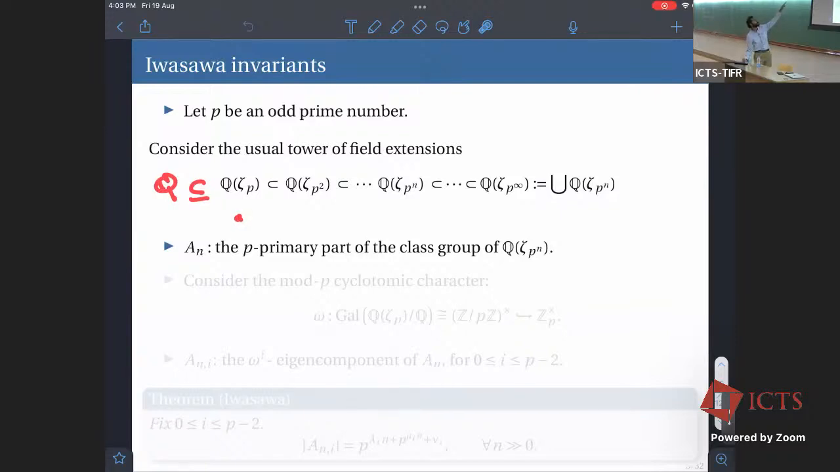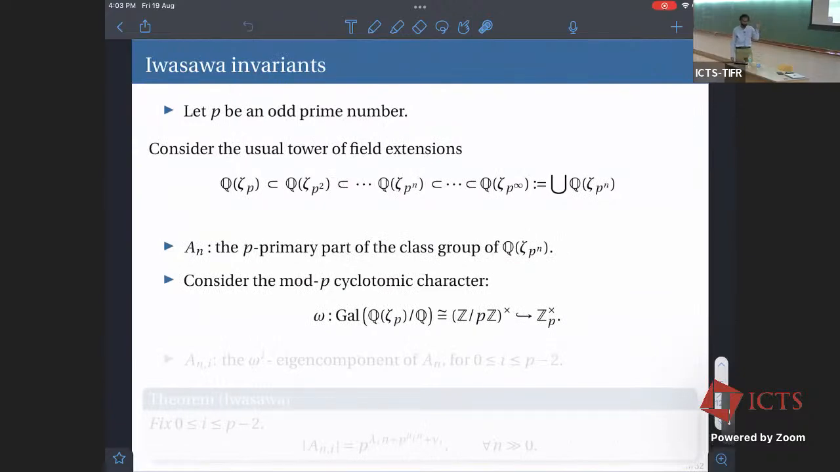And Q(ζ_p) over Q is Galois with Galois group (Z/pZ)^×. And so that gives us this F_p-valued, or this mod p cyclotomic character. And by Hensel's lemma or whatever, you can think of this (Z/pZ)^× sitting inside Z_p^×. So we have this ω, which is this mod p cyclotomic character. And then we have this p-primary part of the class group, A_n.